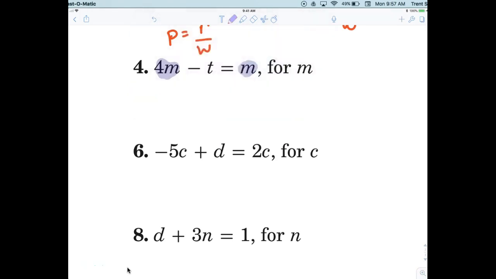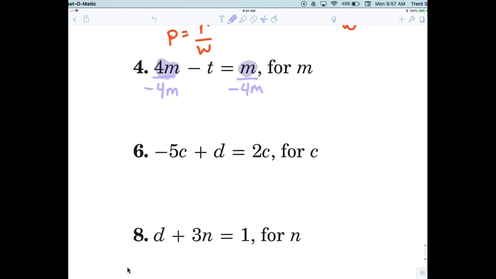Listen, here's where you might need to make yourself a note. If the variable that you're solving for is written more than once, you got to put them together. Everybody with me on this? Does everybody see how the M's are written twice? Do you agree? So I'm going to group them together by doing minus 4M and minus 4M. Right? Now they're together. Do you agree?